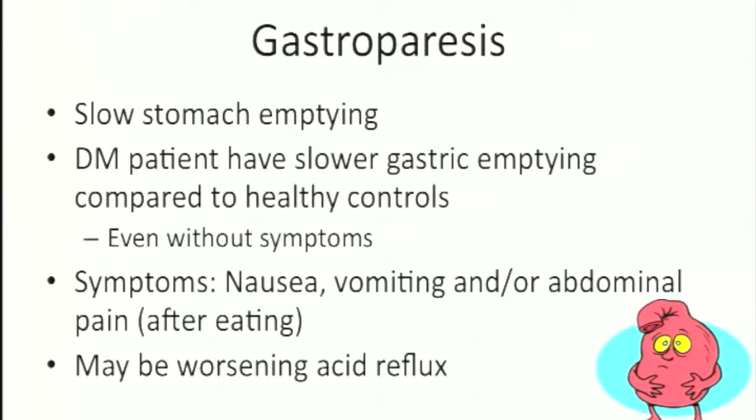And DM patients have, in general, slower stomach emptying compared to healthy individuals. And there was a study done in a DM clinic in patients without any GI symptoms, and even in the absence of symptoms, the stomach was slower to digest and likely increasing the risk of reflux. Symptoms can be nausea, vomiting, abdominal pain, the 3 most common symptoms, but you can also get bloating, fullness, feeling excessively satiated after a small meal, and again, worsening of acid reflux.